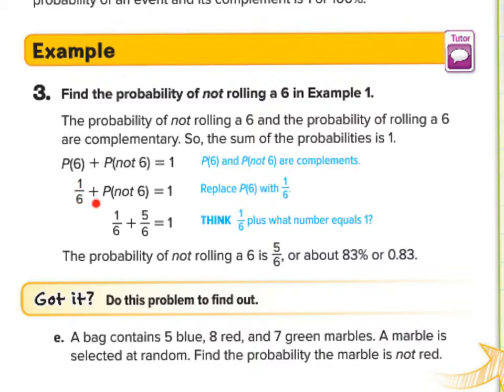So 1/6, it's probability of rolling a 6, remember? There's only 1/6 in all 6 options. And the probability of not rolling a 6, which is there's 5 other numbers, right? So there's a greater chance out of 6. When you add them together, it gives you your whole, right? So the probability of not rolling a 6 is 5/6, or about 83%.